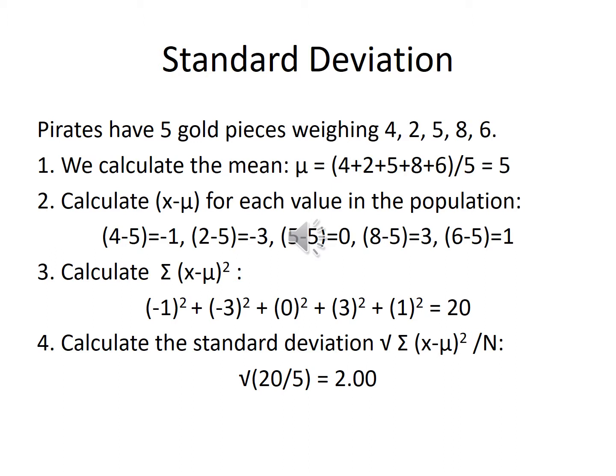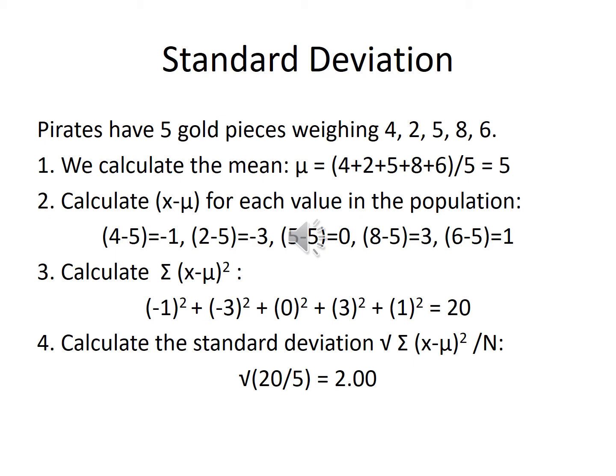Standard deviation is a little bit more tough. This is an example here. If we have 5 gold bars and they've got the weights there, we calculate the average. And we calculate how far each one of those points is from the average. So in this case, the average is 5. So we take 4 minus 5, 2 minus 5, 5 minus 5, 8 minus 5, 6 minus 5. We square those differences to get rid of the negative sign, and add up those differences.